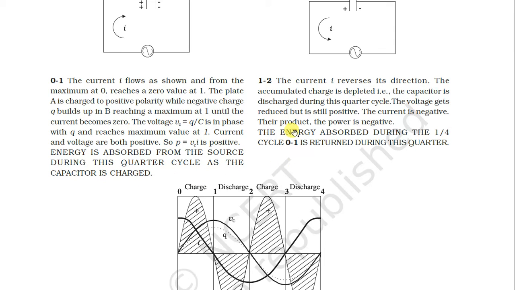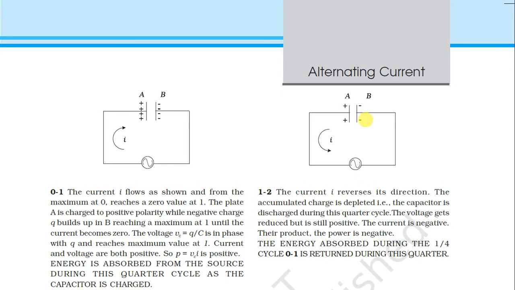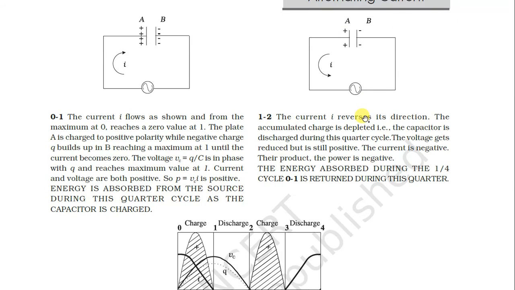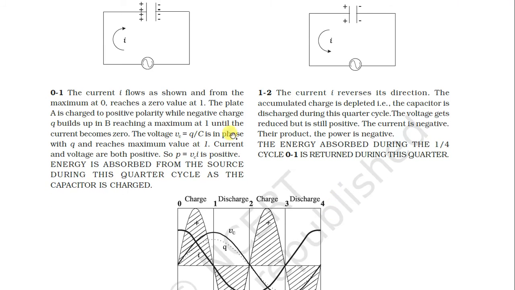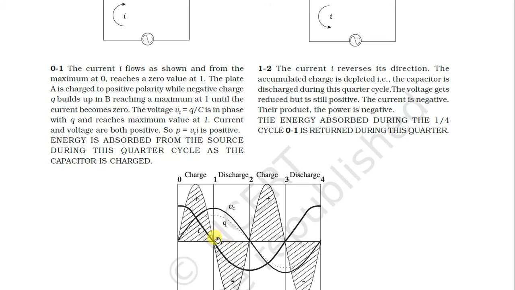See here, the other figure says that the current I is now in its reverse direction. The current goes in the reverse direction. The accumulated charge is depleted. Whatever charge is stored is depleted. The capacitor is discharged during this quarter cycle. This is the discharge portion.